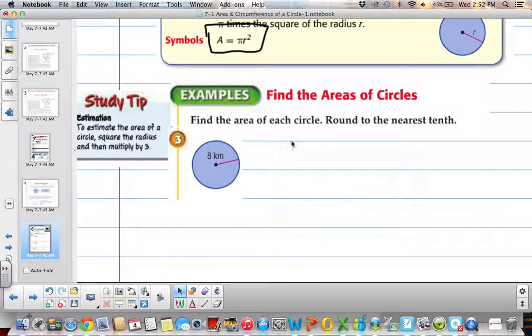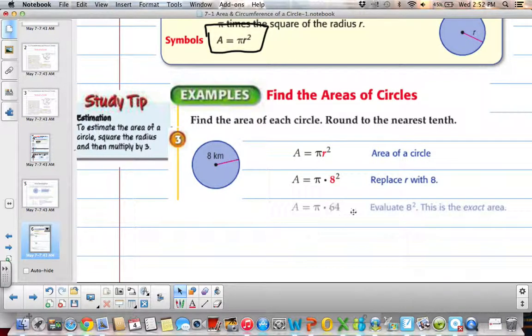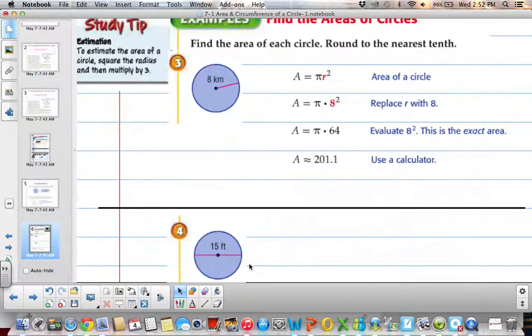So find the area of this circle. We know area equals pi r squared. We're going to put in our radius, which is 8. So A equals pi times 8 squared, and then pi times 64. 8 squared is 64. So 64 pi is our exact area, and we would just leave it like that. Or if we put it in our calculator, we would get 201.1.